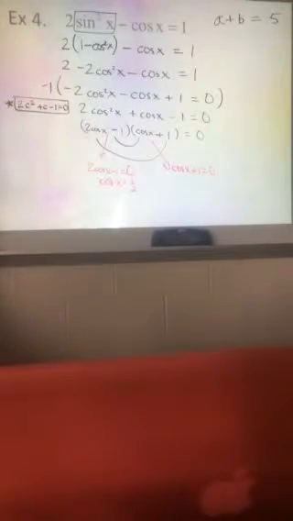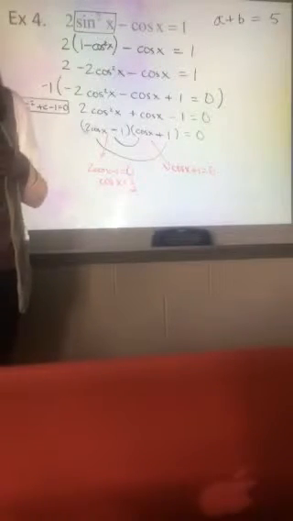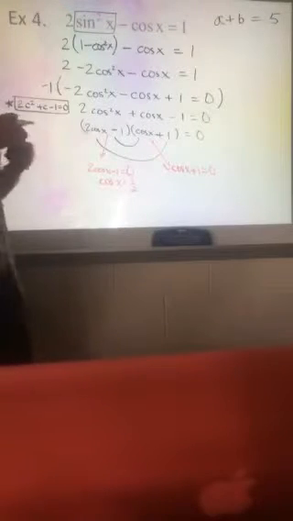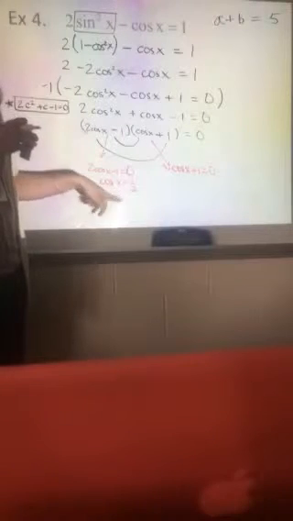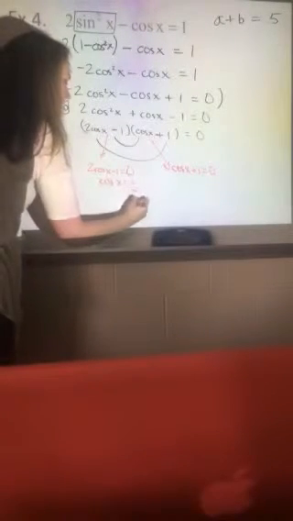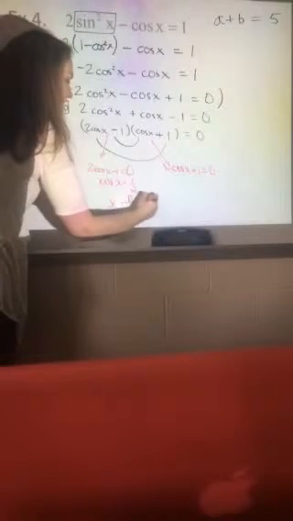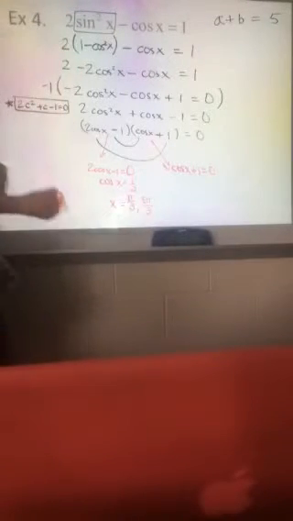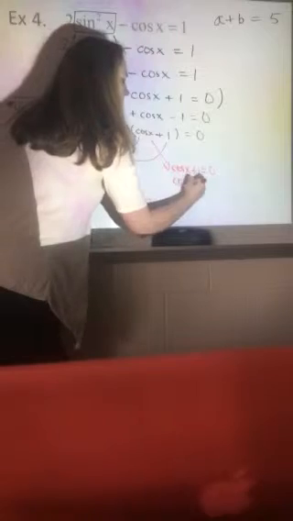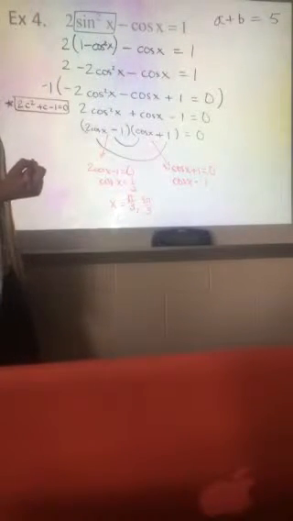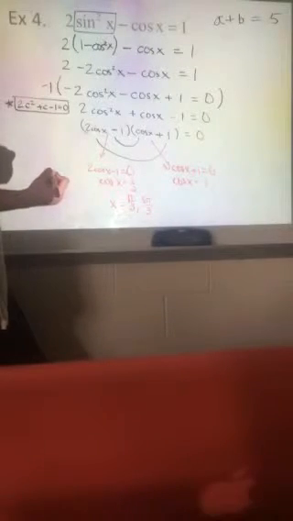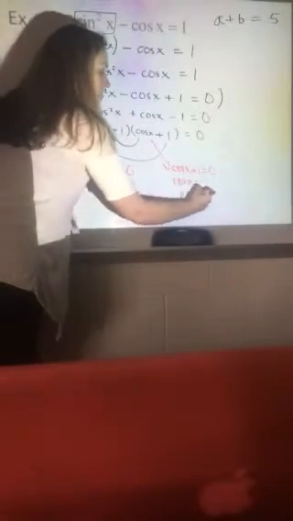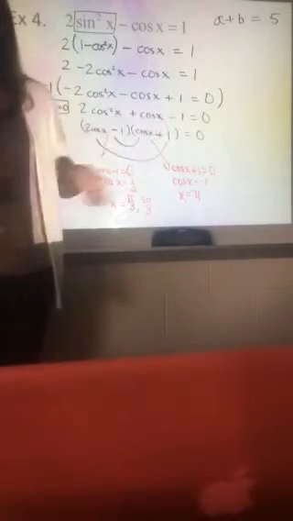Where does cosine x equal 1/2? I feel like we just did this. Cosine x equals 1/2 in radians, pi over 3, and 5 pi over 3. Where does cosine x equal -1? At just pi, correct? So this one only has 3 solutions to it.